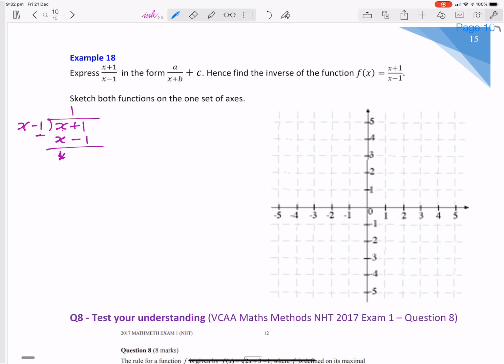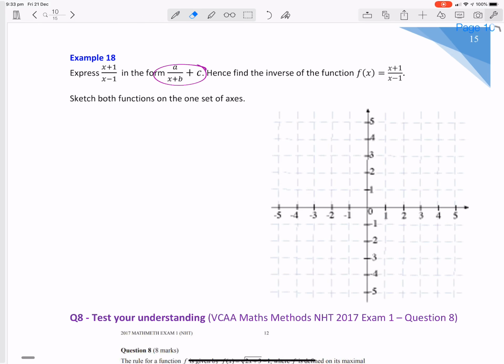When we subtract, x minus x is 0, so nothing. I should just leave it as nothing. 1 minus minus 1 is 2. So we can say that x plus 1 on x minus 1 is equal to 1 with a remainder of 2 on x minus 1. So that's in that form, which we wanted. So that's using long division.